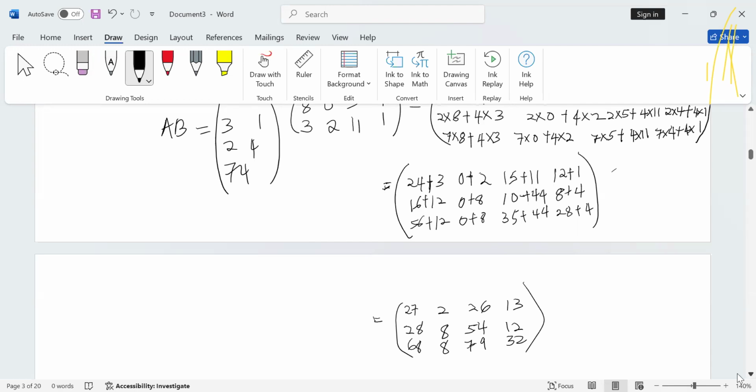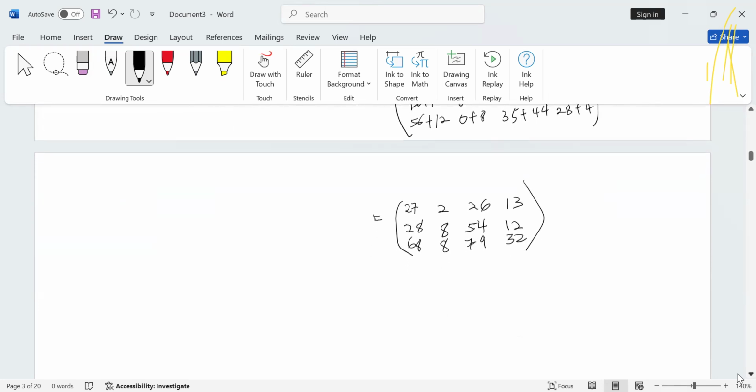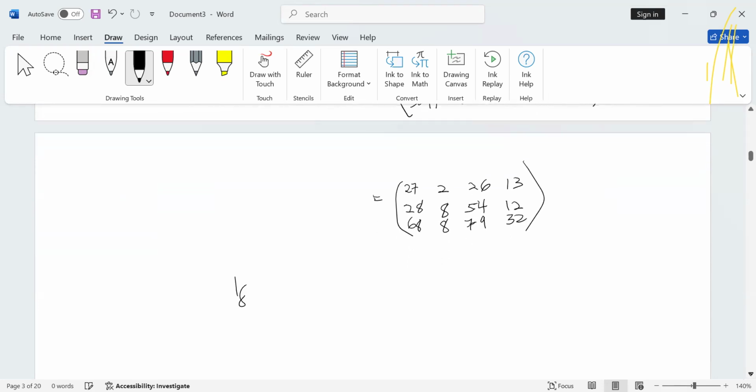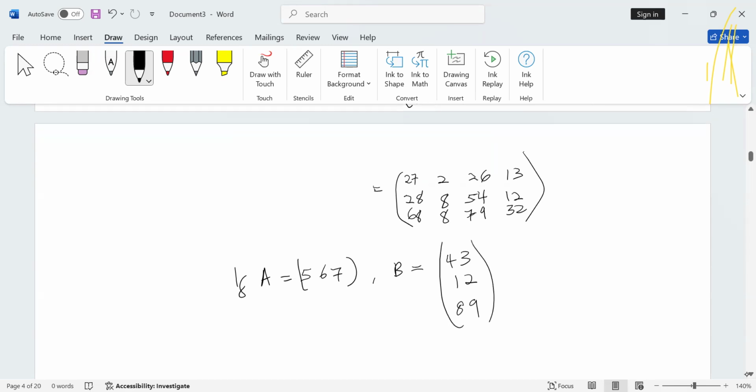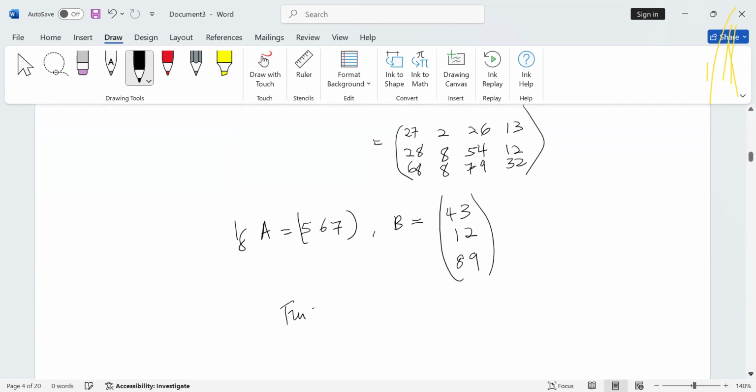Can you try this one? Can you correct that?